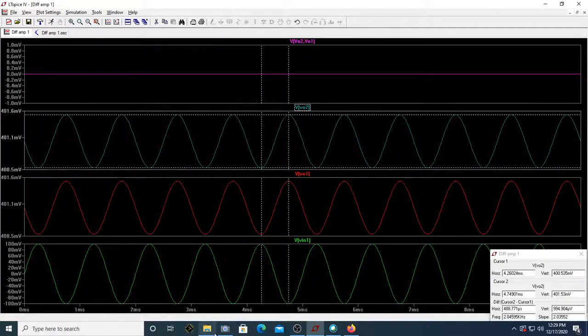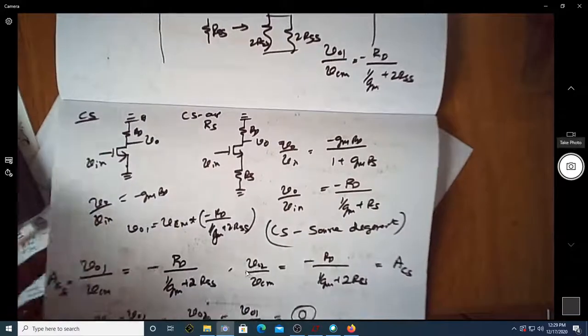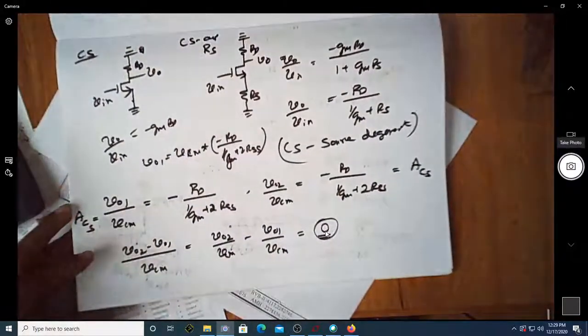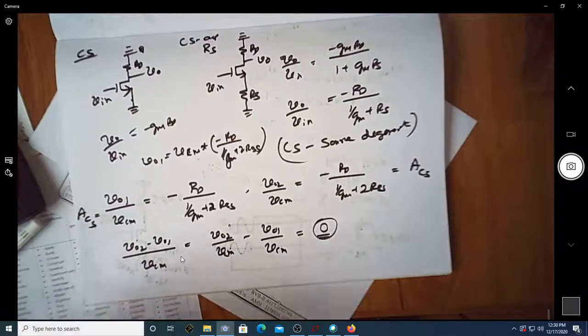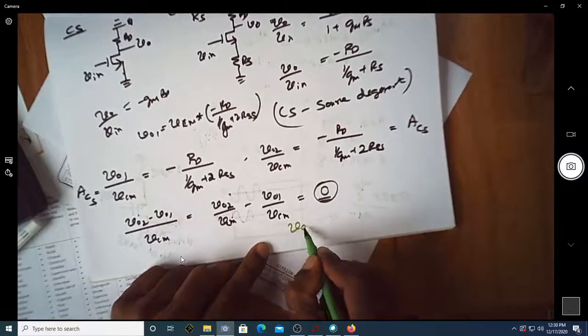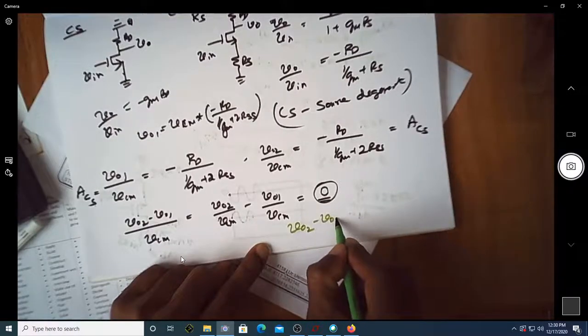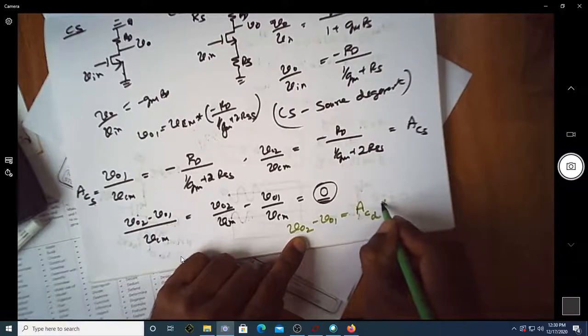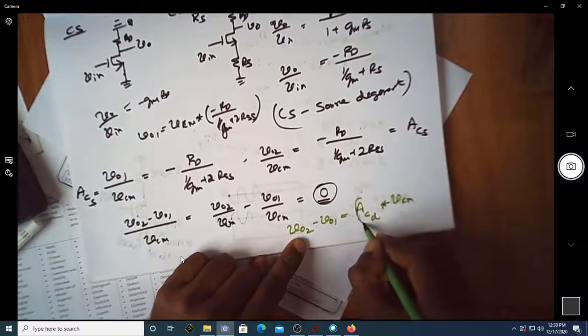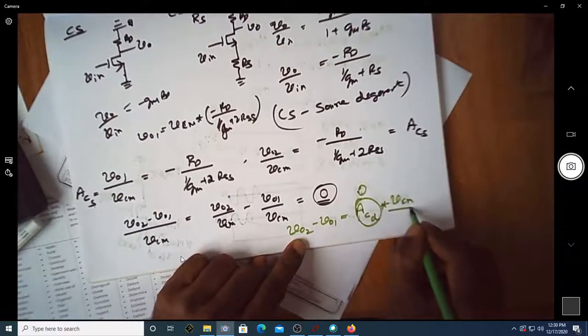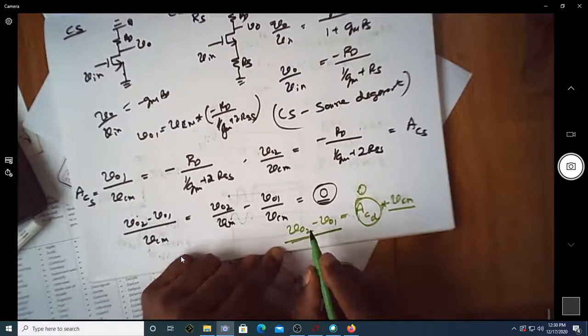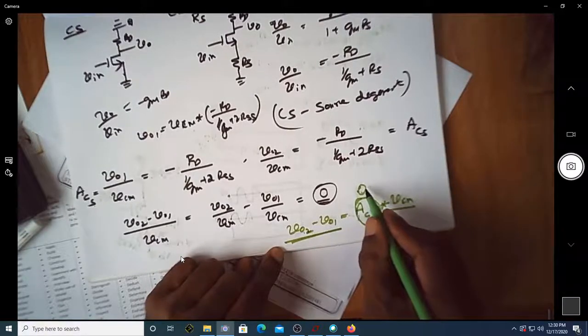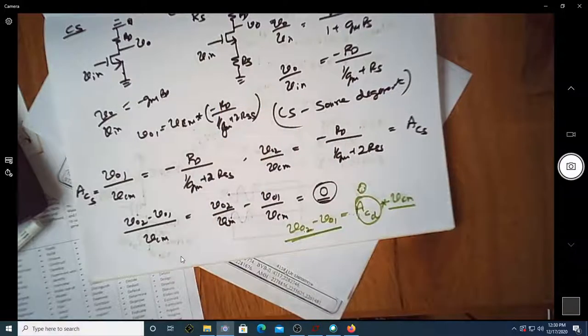So that's what we said here. When you are differentially measuring the output voltage, even if you simply consider V02 minus V01, what is this? It is the common mode gain, if differentially measured, multiplied by VCM. Since this is 0, 0 into anything is 0. So the output voltage when differentially measured is equal to 0, because the gain of the amplifier is 0.